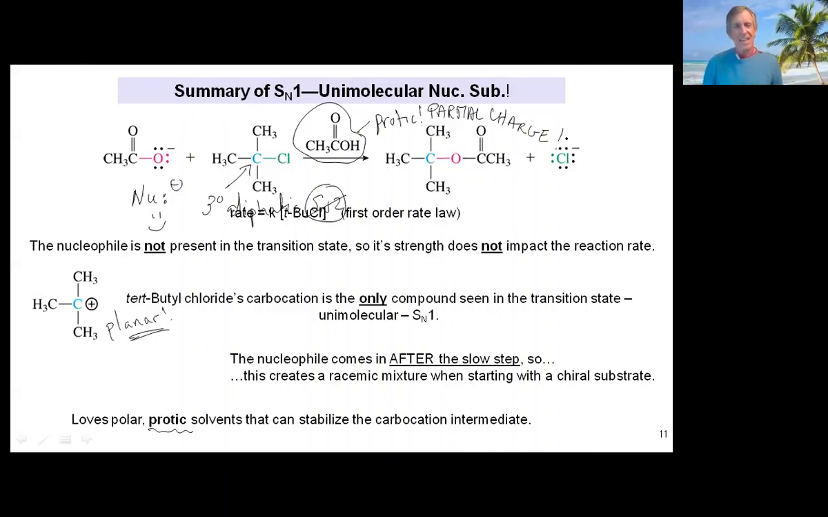Okay? So again, it's the last thing. Solvent is really the least important out of all of these factors because you could do an SN1 in an aprotic solvent as well.